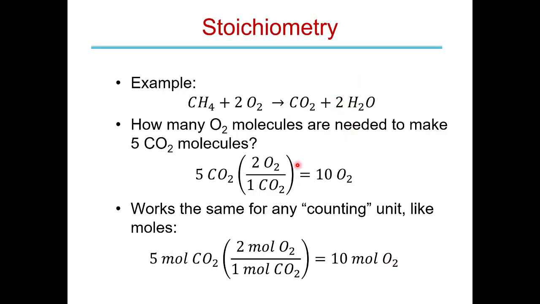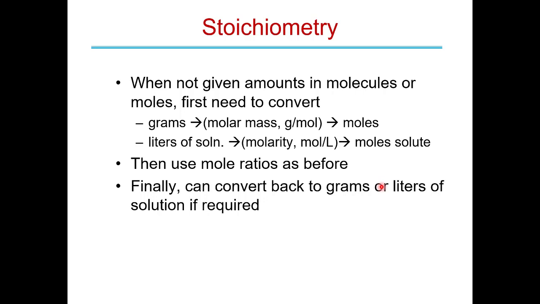And so we would set up the stoichiometry calculation in the same way, converting 5 moles of CO2 into 10 moles of O2. So that's how many moles of O2 we would need just by using the stoichiometry, just like when we were counting molecules to get 10 oxygen molecules. So we work the stoichiometry problem in the same way.